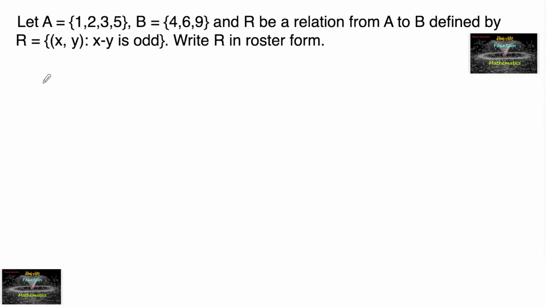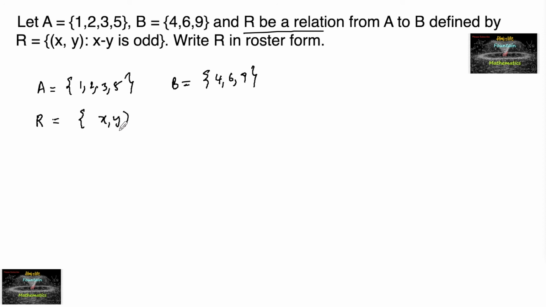Let A be the set {1, 2, 3, 5} and B be the set {4, 6, 9}, and R be a relation from A to B defined by R is equal to {(x, y) such that x minus y is odd}. It is an odd number. Write R in the roster form.